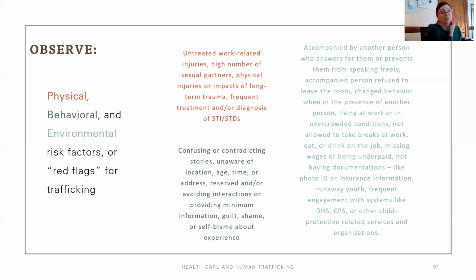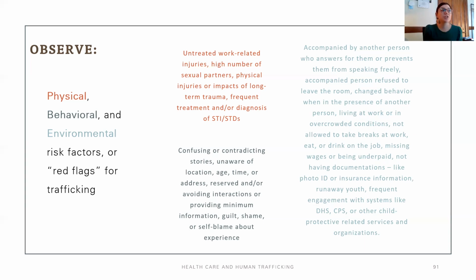Those behavioral pieces: confusing or contradicting stories, they're unaware of the location, age, time, or address, might be reserved or avoiding interactions and providing minimal information with you. They might be experiencing or exhibiting guilt, shame, or self-blame about their experience. That you'll see a lot in situations of interpersonal violence.